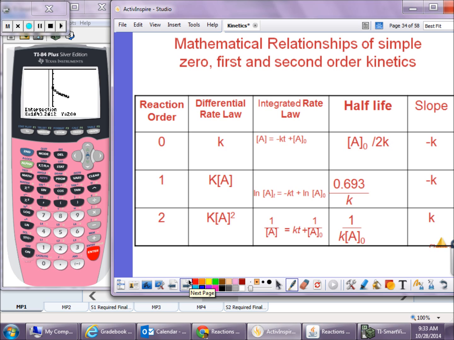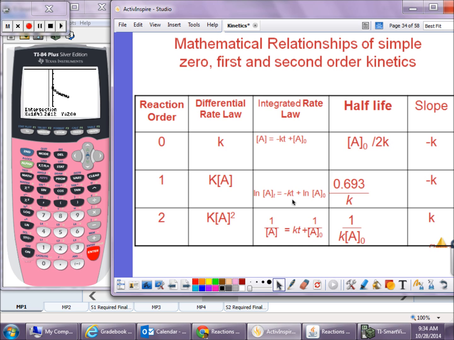When the reaction is zero order, the rate law, that's what you write, because it is concentration A to the 0. The rate law is just K. And then this is the integrated rate law. The half-life is initial concentration over 2K, and the slope is negative K. When it is first order, this is the rate law. This is the integrated rate law. This is the half-life and the slope.